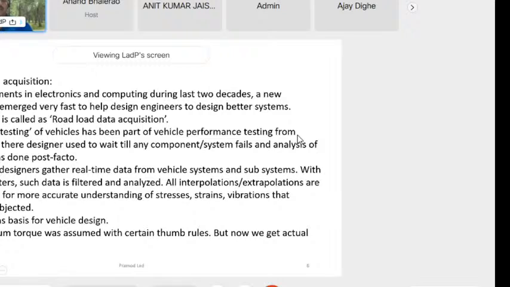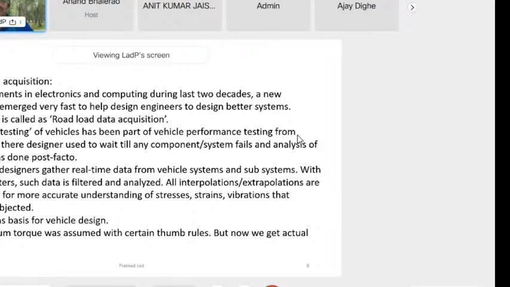So with this improvement in technology and computing techniques, for at least the last two decades, the automotive industry is relying more on road load data acquisition. This technique is actually the next level of road testing, because typically road testing in the automobile industry was done by putting some dummy loads on the vehicles and testing them on road terrains. In that case we used to wait till some component or system fails, and then the analysis of such failure was done post facto, and certain conclusions were drawn.